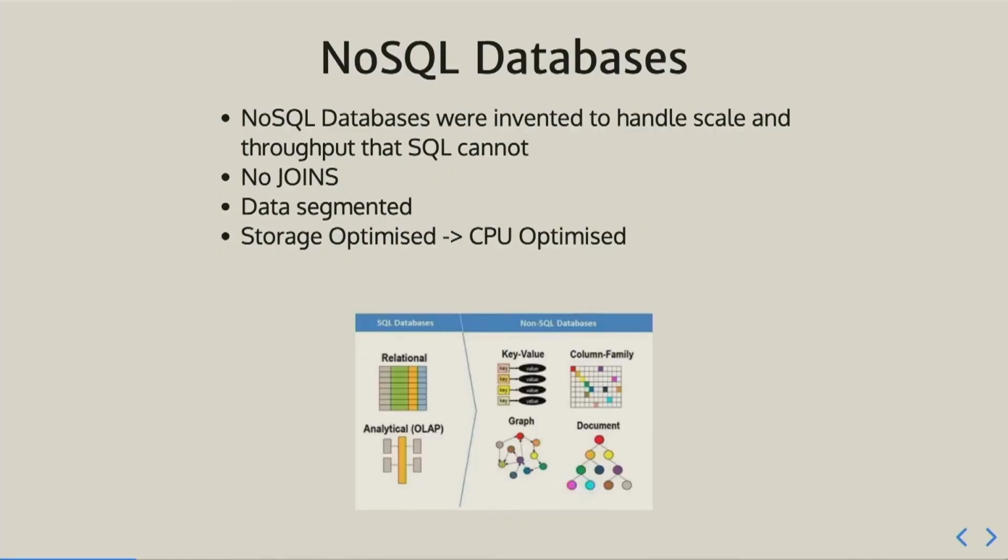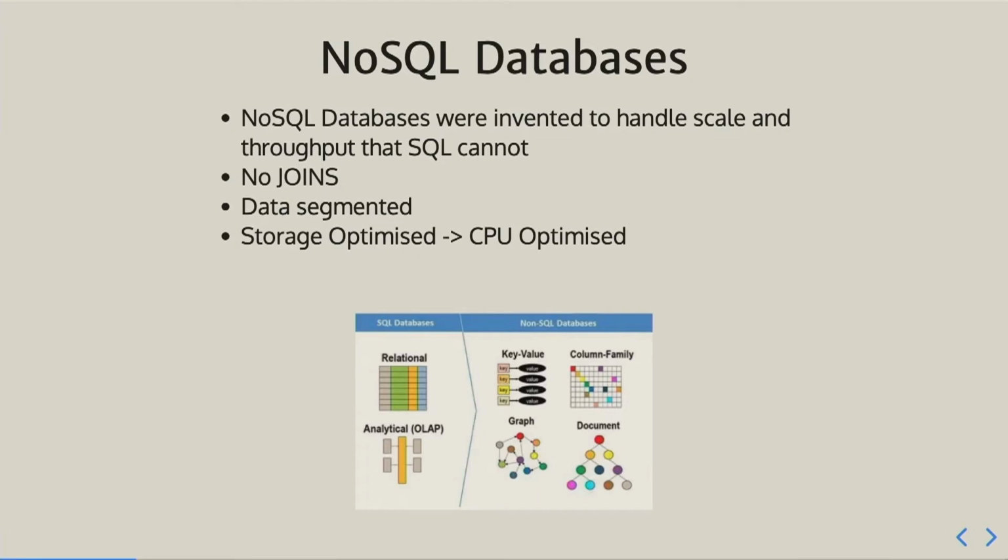So over the past 2-3 decades, NoSQL databases have become quite a big thing. And they were essentially invented to handle the scale and throughput that SQL cannot. There's no concept of joins in NoSQL databases. They've done away with that whole thing because it is the bottleneck after all. Data is segmented into different partitions and it makes it easy and fast to access it at large scale.